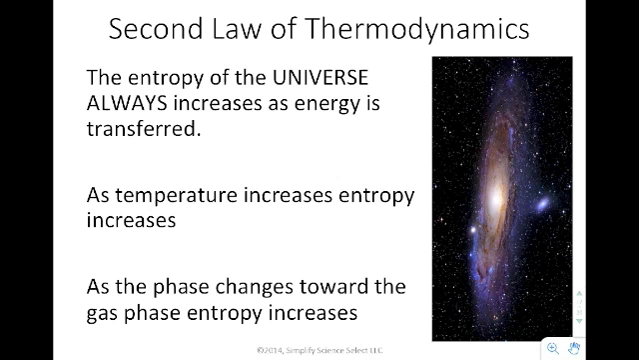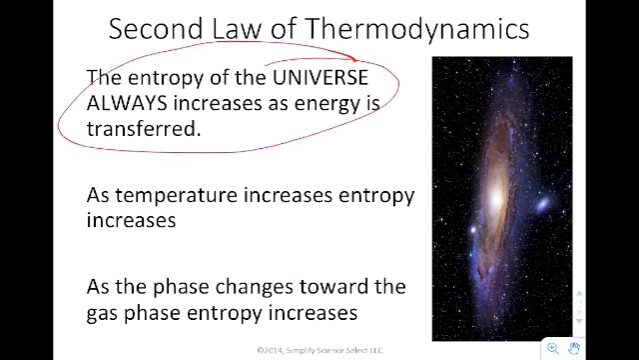It says the entropy of the universe always increases. Now, it doesn't always have to increase for a system. So for example, whenever you have a refrigerator, entropy actually goes down in a refrigerator. But entropy actually goes up outside the refrigerator. So for the net universe, entropy is always increased.